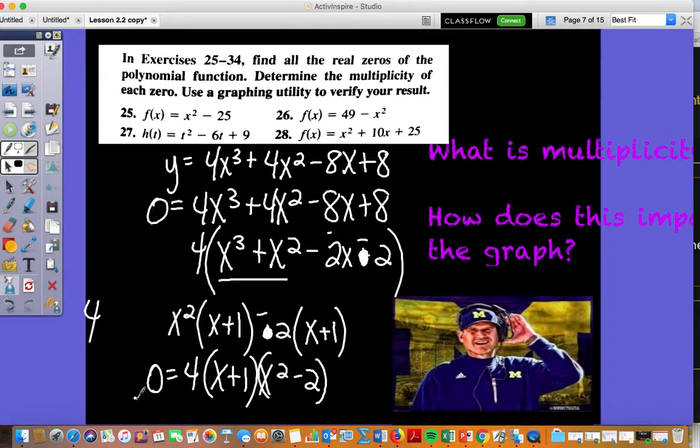Set them equal to 0. Yeah, great job. So does the 4 make a difference? 4 equals 0 does nothing, right? Because I can't solve for that. What does x plus 1 equal 0? Negative 1. Good. So we would say that x is equal to negative 1. That's our first one. What about x squared minus 2?